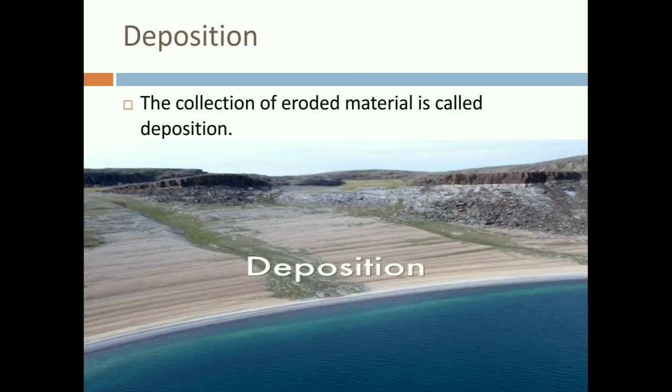Next one is deposition. Deposition is also called the process of aggradation. In this process, eroded materials like debris and finer particles of sand are moved by winds, waves, and rain, and they keep getting accumulated at one place. This collection of eroded material is called deposition.